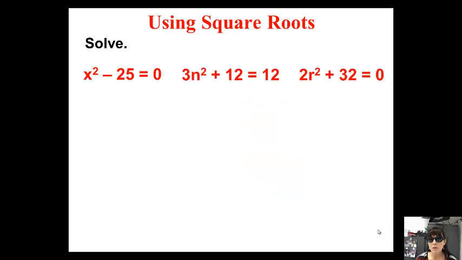Now would be a good time for you to pause and see if you can figure out these problems on your own. Whether you paused or not, we're back, and we're going to solve these problems together.